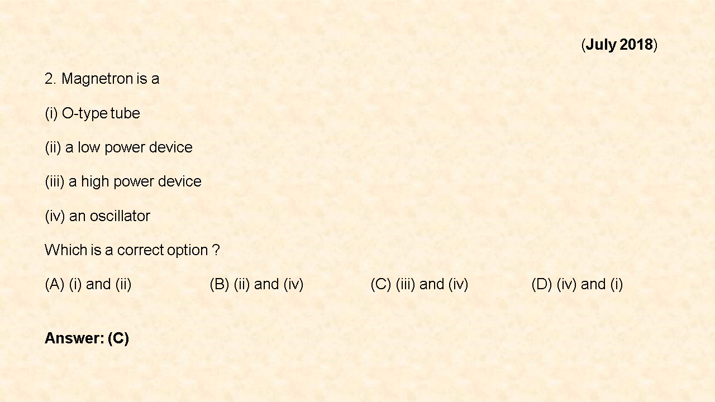Magnetron is here. First, O-type tube. Second, a low power device. Third, a high power device. Fourth, an oscillator. Which is a correct option? We know that magnetron is a high power device and it is an oscillator. So option C is correct.